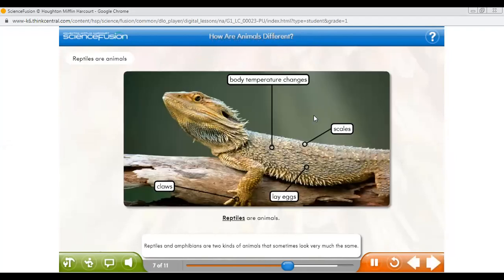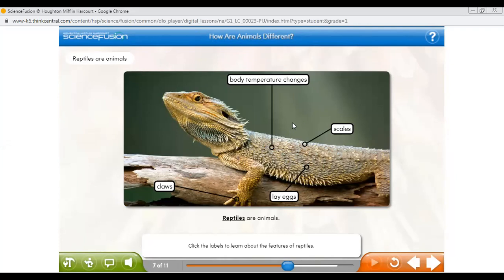Reptiles and amphibians are 2 kinds of animals that sometimes look very much the same, but they have many important differences. Let's look at reptiles first. Click the labels to learn about the features of reptiles.